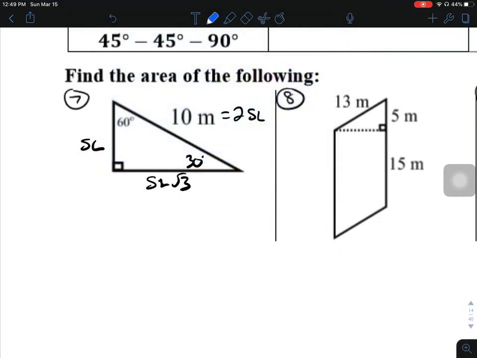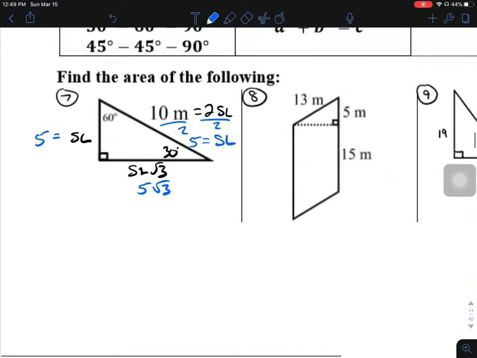Well, if I solve this little equation, if I divide both sides by 2, I'm going to get the short leg is 5, which makes the long leg, the short leg times the square root of 3, 5 square roots of 3. We can call this red thing the base, and this blue thing the height, or you can do it the opposite way. It doesn't matter.